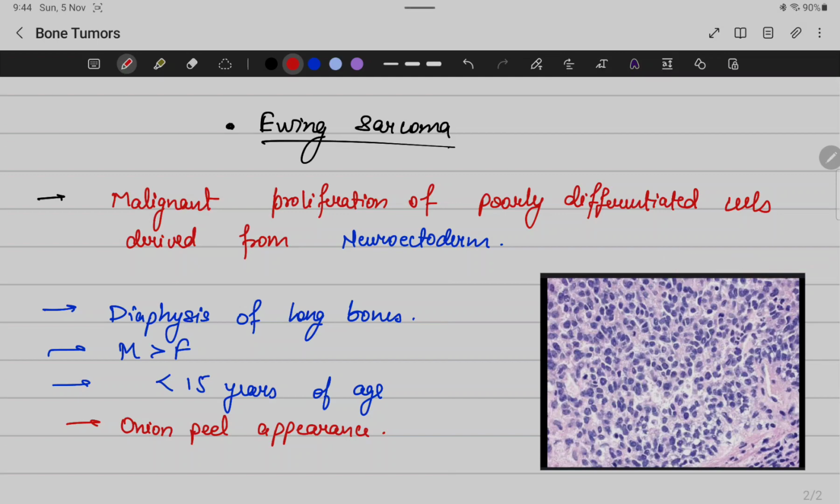So how will you differentiate it from your lymphoma or chronic osteomyelitis? Because of its characteristic t(11;22) translocation. Okay. Now it often metastasizes, but this tumor responds very well to chemotherapy.